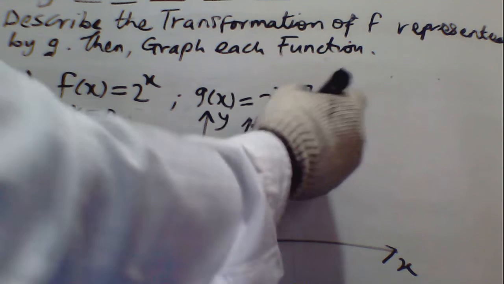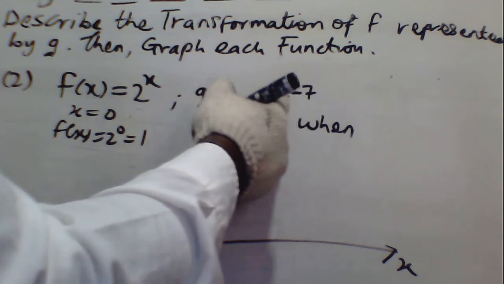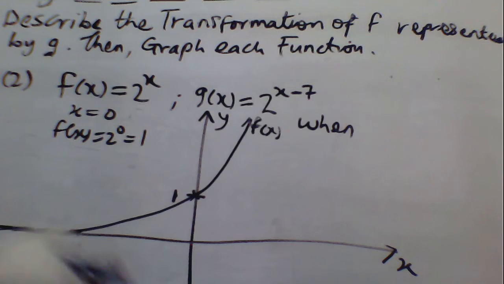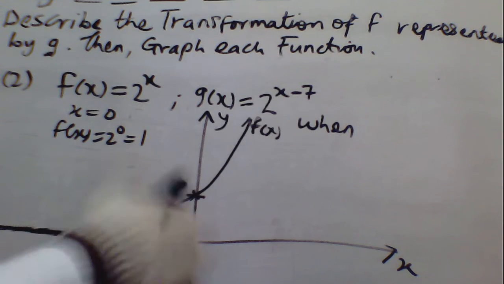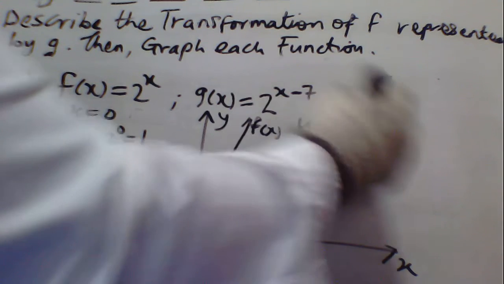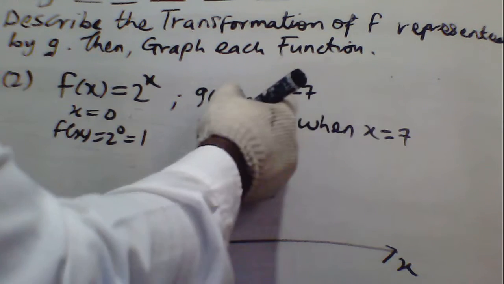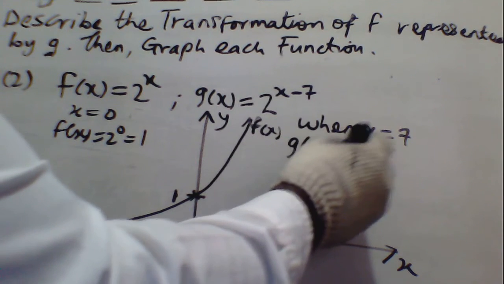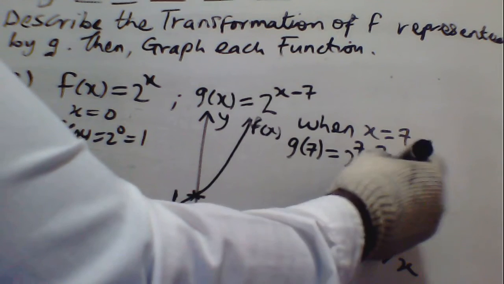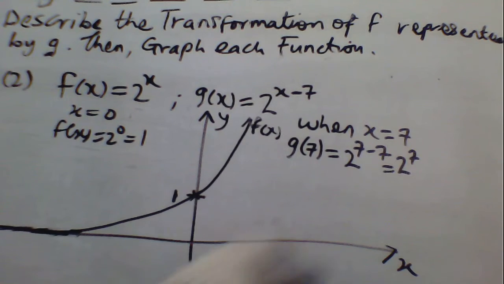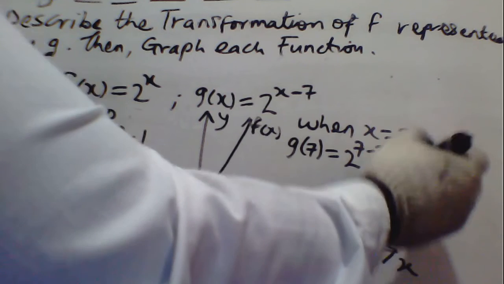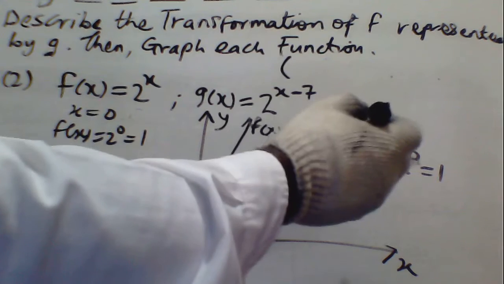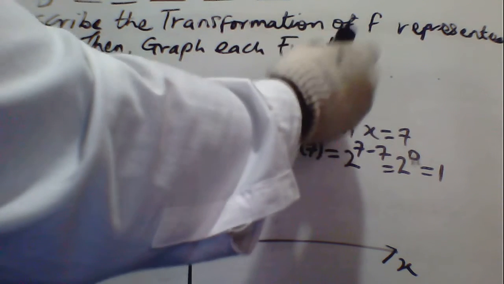So from here, let's say, if you look at it, this is x. So what value can I put here to make the exponent equal to 0, so I can get a precise point, the parent point that I will use to graph g of x? That will be when x is equal to 7. So that will make this equal to 0. So g of 7 is equal to 2 raised to power 7 minus 7. That will give us 2 raised to power 0, which is equal to 1. So I have gotten 1 point for this, which is 7 and 1.